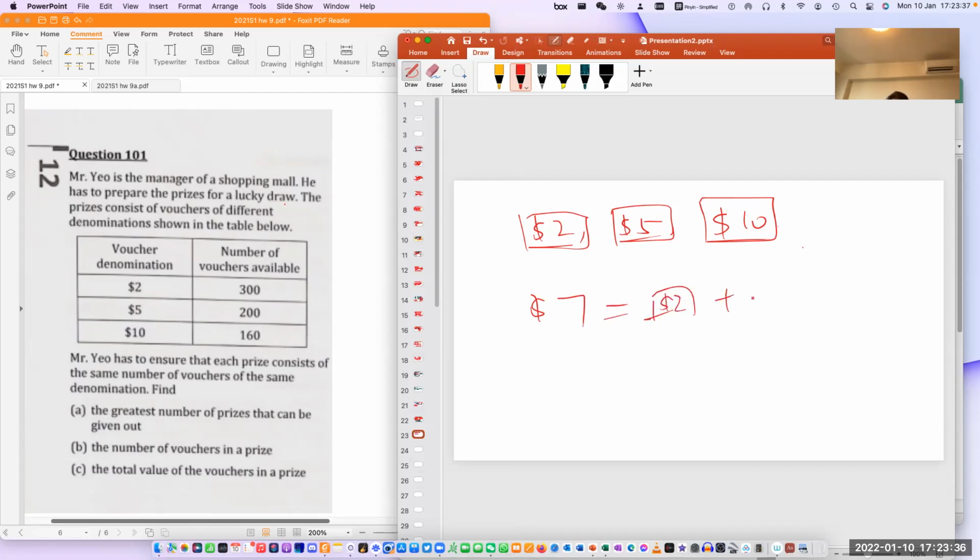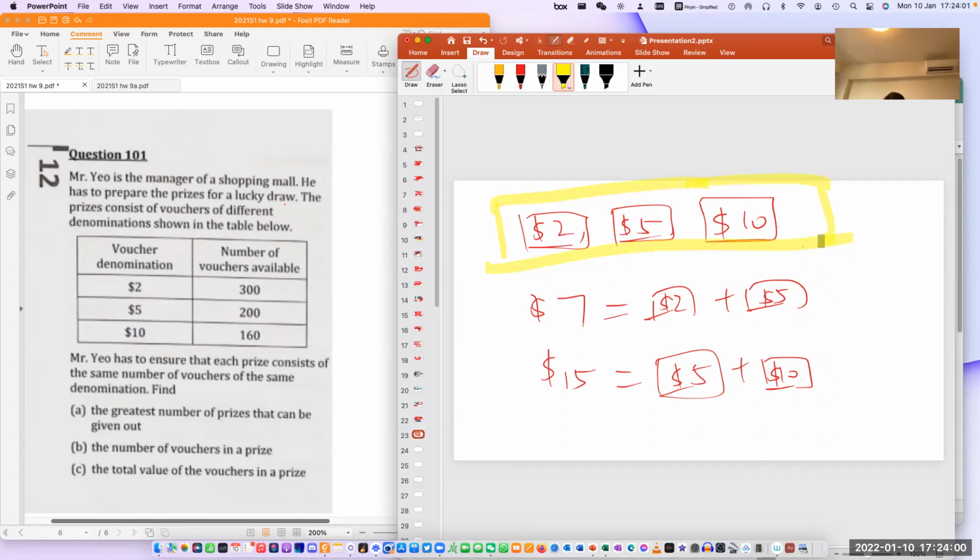$2 voucher plus $5 voucher, that is $7. Okay, you can also give out $15 because you can mix and match. All right, are you clear? Are you clear like what prices you can give out given these 3 different types of vouchers? Are you clear now?